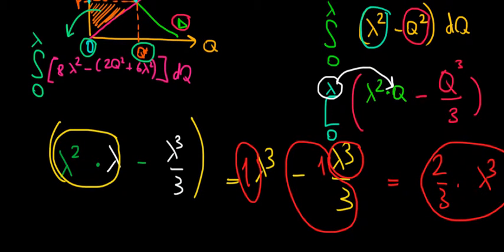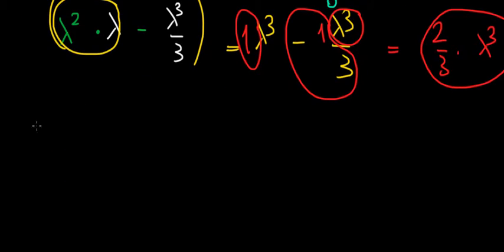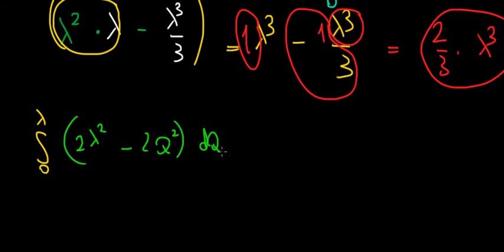Now let's solve it below to get some more space. What is 8 lambda squared minus 6 lambda squared? That's just 2 lambda squared minus 2q squared dq. So let's write it below. We will have the definite integral between 0 and lambda of 2 lambda squared minus 2q squared dq. Now let's integrate every term.